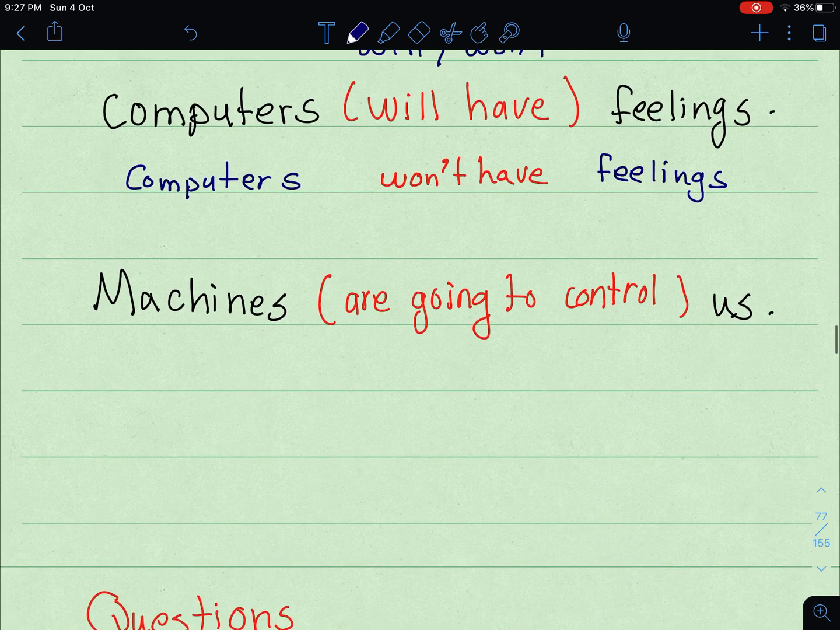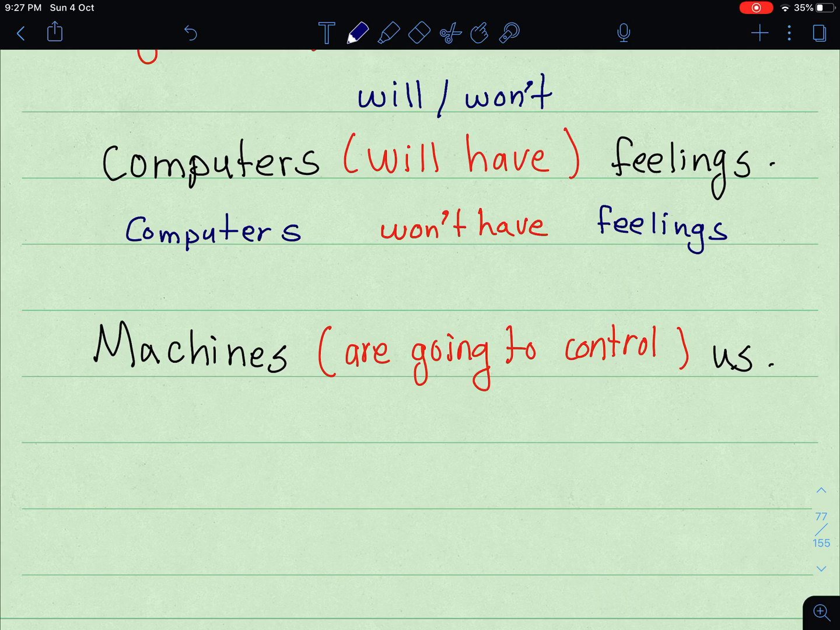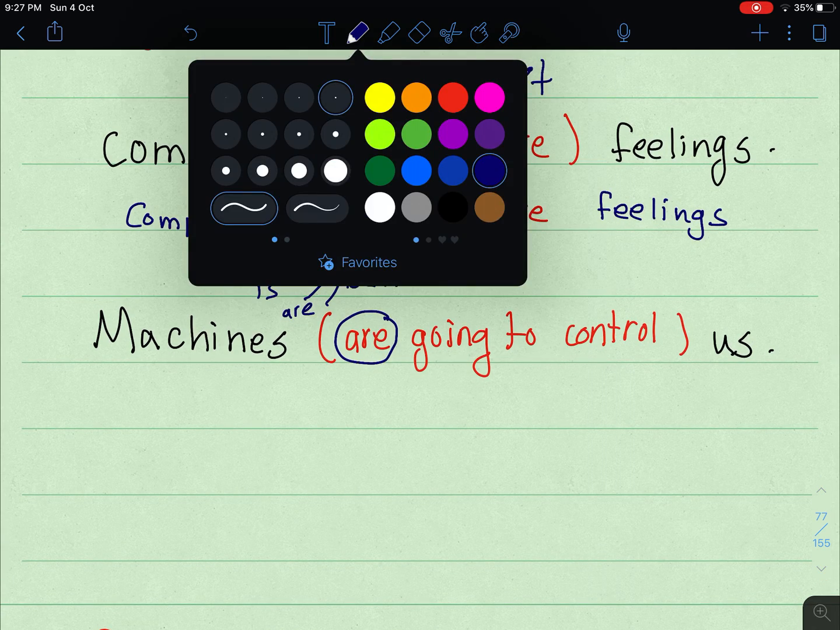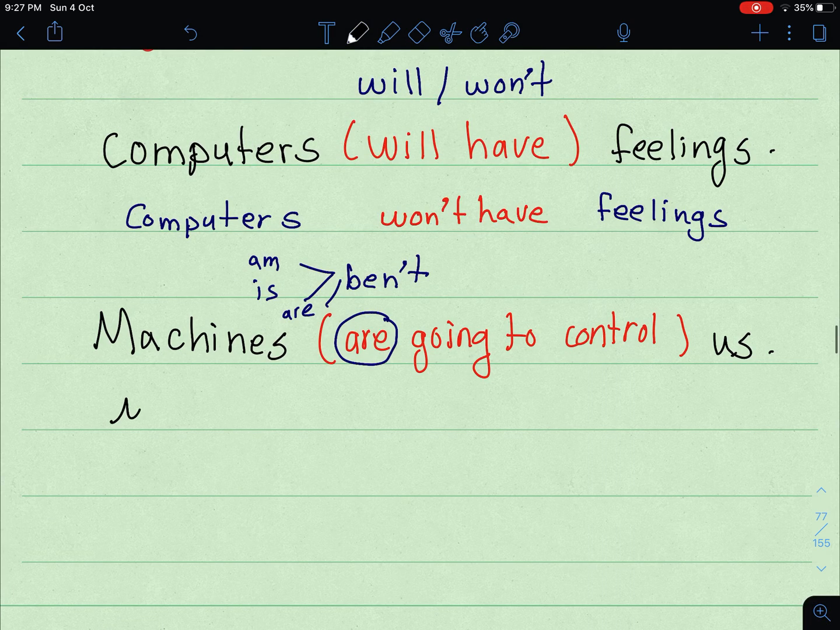Okay, clear? Now, as for be going to, machines are going to control us. Mainly, we add not to the verb to be. And what do we mean by be? You know that it is either am, is, or are, in the present tense. So let me rewrite it one more time. Machines aren't, it will be aren't or are not. Both of them are accurate, the long form or the short form. Going to control, and then the completion of the sentence, us.